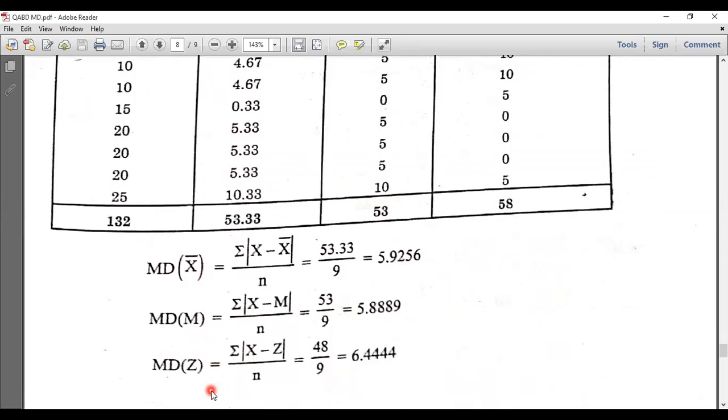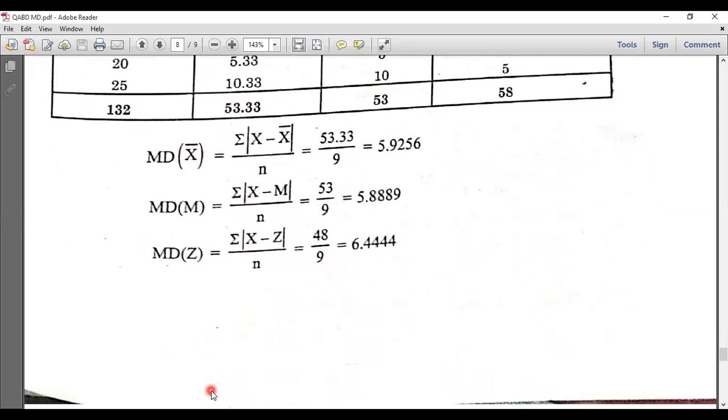I will share this PDF with you. Just copy this completely to your notes. As I told you, the mode concept we already left, so we'll take it up in a further class. Maybe after the next class we'll try to cover mode also.